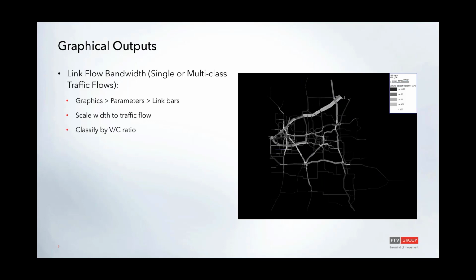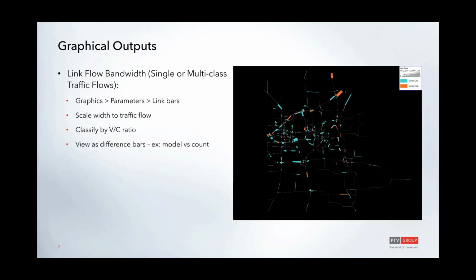And then you can also classify the color coding of those bars or bandwidths by things like volume to capacity ratio and so forth. It's also possible to do some difference bars or difference charts in Visum, where if you're trying to compare counts versus assigned model flows and you want to see that in a heat map or that sort of a representation, you can set the graphics up to show you the difference bars as well.